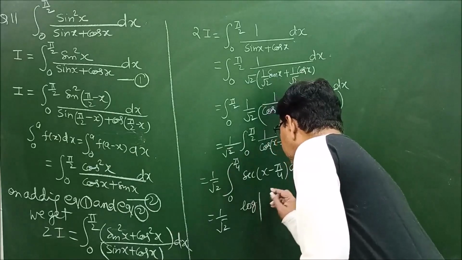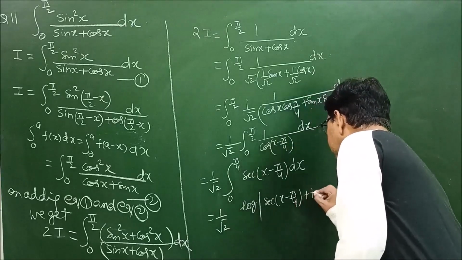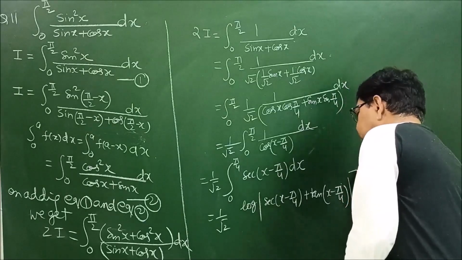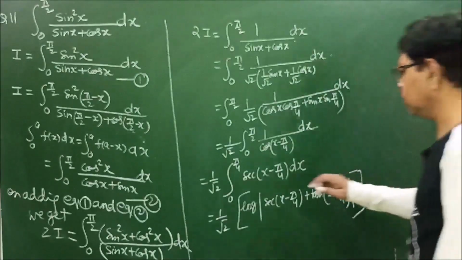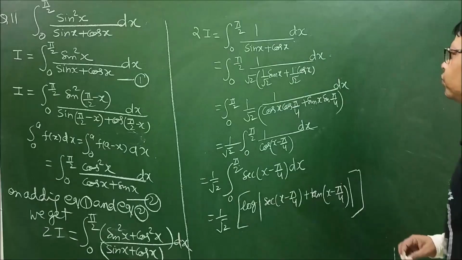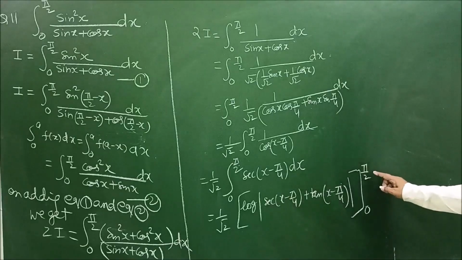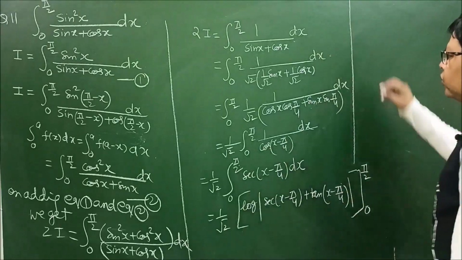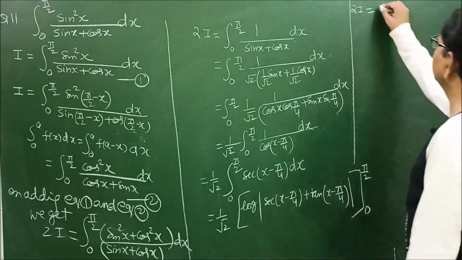So 2I is equal to 1 upon root 2 times log mod of sec(x minus pi by 4) plus tan(x minus pi by 4), using the limits from 0 to pi by 2. Now first putting the value of x equal to pi by 2.